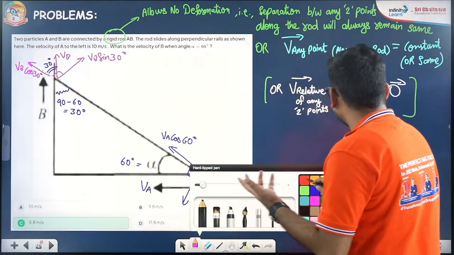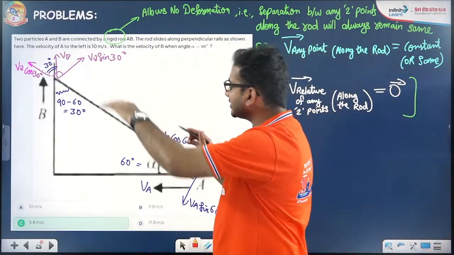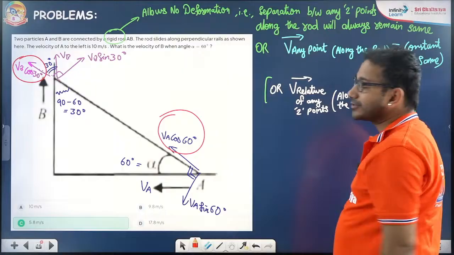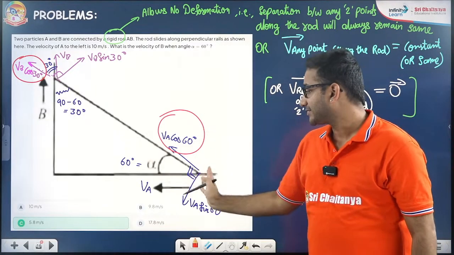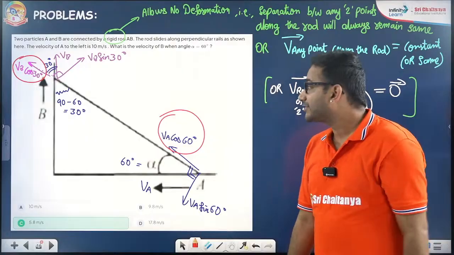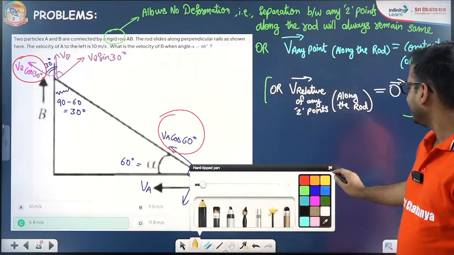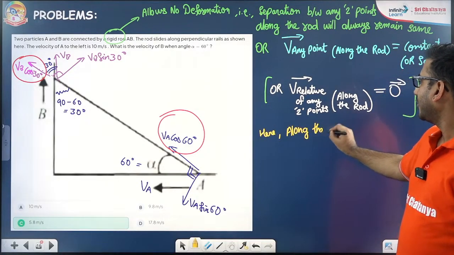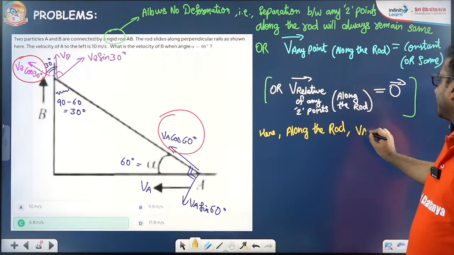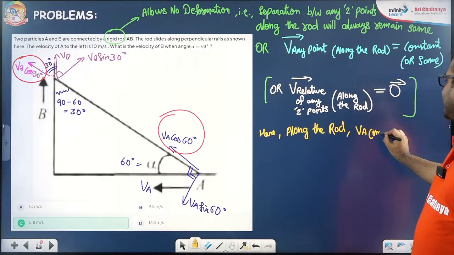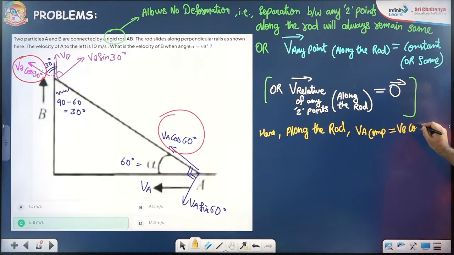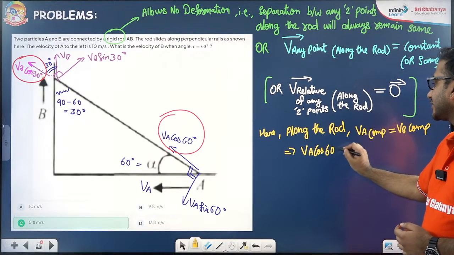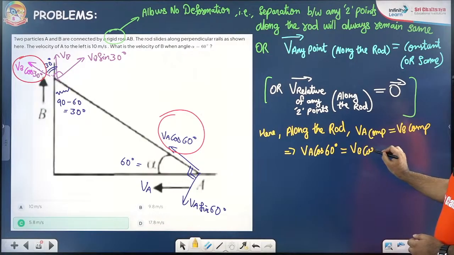That's what you got. And now the property is that along the rod, these velocity components must be same. Perpendicular to the rod, there is no restriction on that. Along the rod, there is a restriction. So along the rod, VA component must be equal to VB component. This implies VA cos 60 degrees is equal to VB cos 30 degrees.